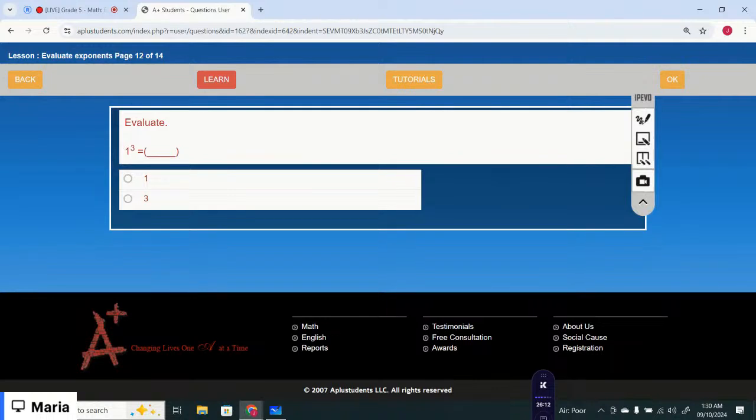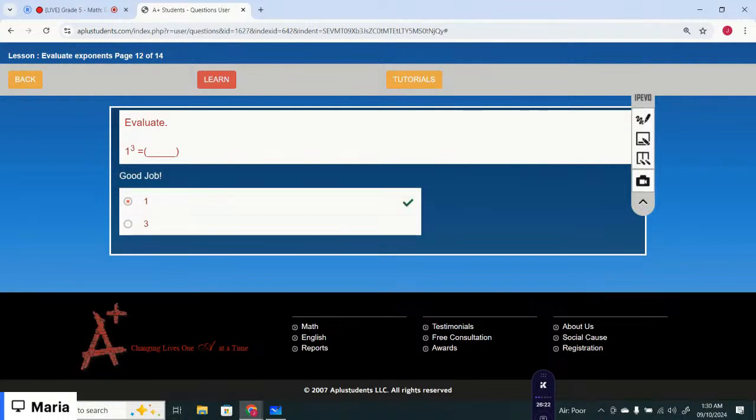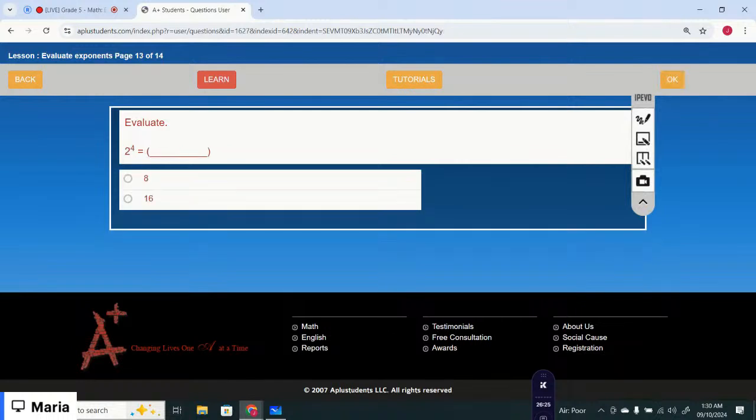1 exponent 3 is 1. The correct option is 1, it is. Next: 2 exponent 4, which is the correct option?